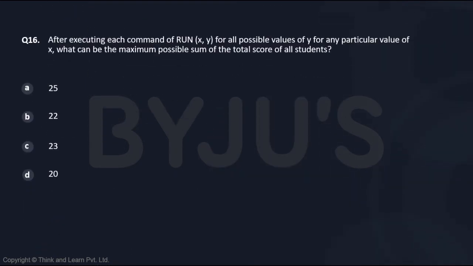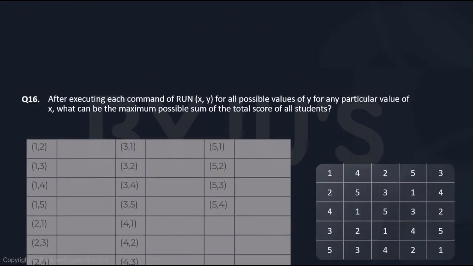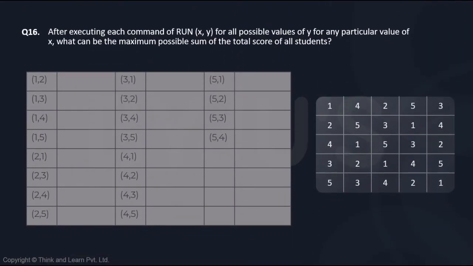The next question: after executing each command of run x comma y for all possible values of y, for any particular value of x, what can be the maximum possible sum of the total scores of all students? So let's take a look at what we are having here. I'm looking at all possible x comma y runs, so I will have 1 comma 2, 1 comma 3, 1 comma 4, all such possible values. First, let me find them out.